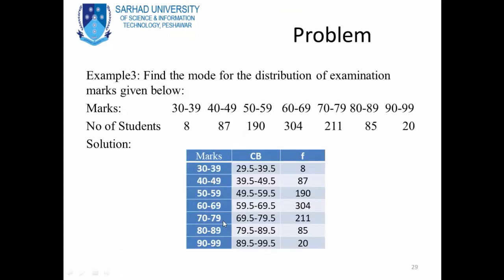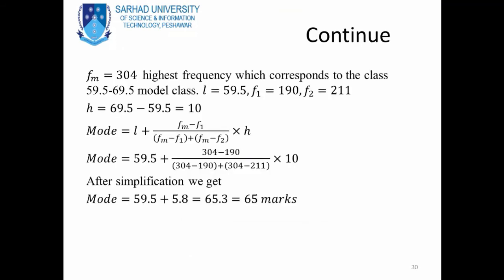For example, you see here the marks in the class data, and the number of students represents the frequencies. First of all, write the class boundary for each class. Actually these classes are in discontinuous form, and these are the given frequencies. Now the maximum frequency is 304 and the minimum frequency is 8. The maximum frequency 304 corresponds to the class 59.5 to 69.5, and the lower limit of this class is 59.5.